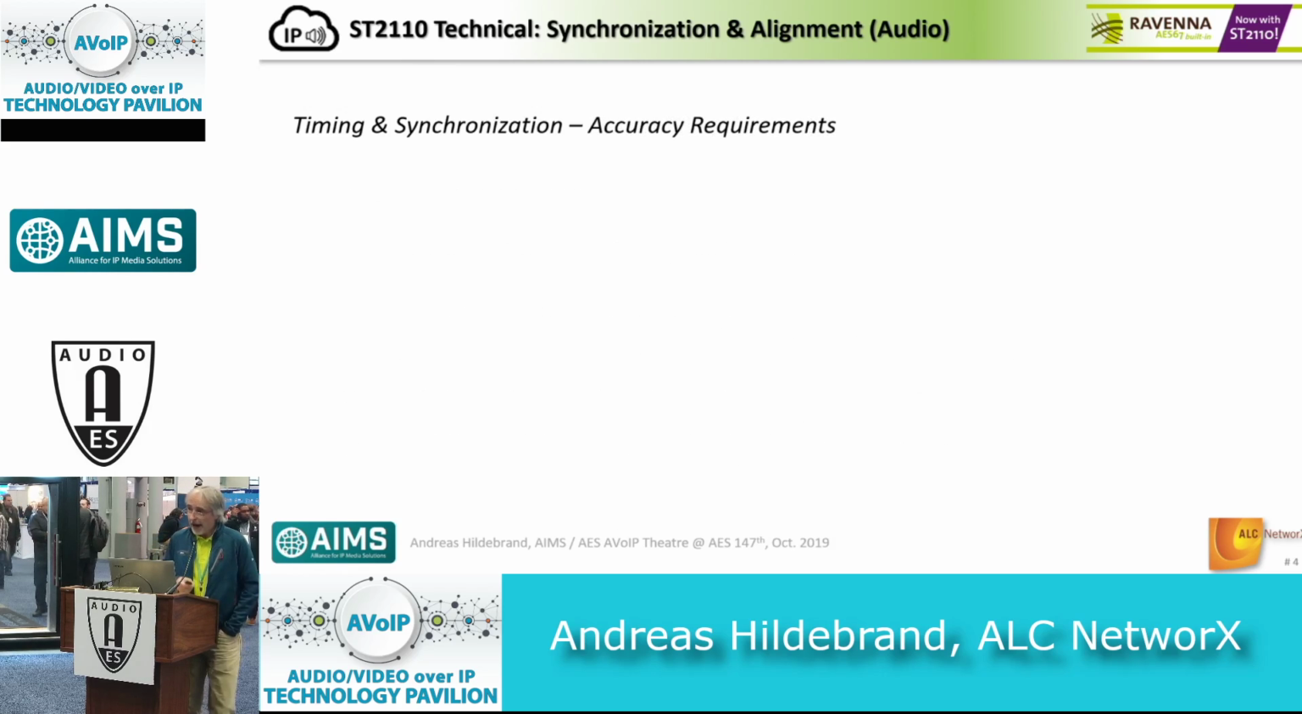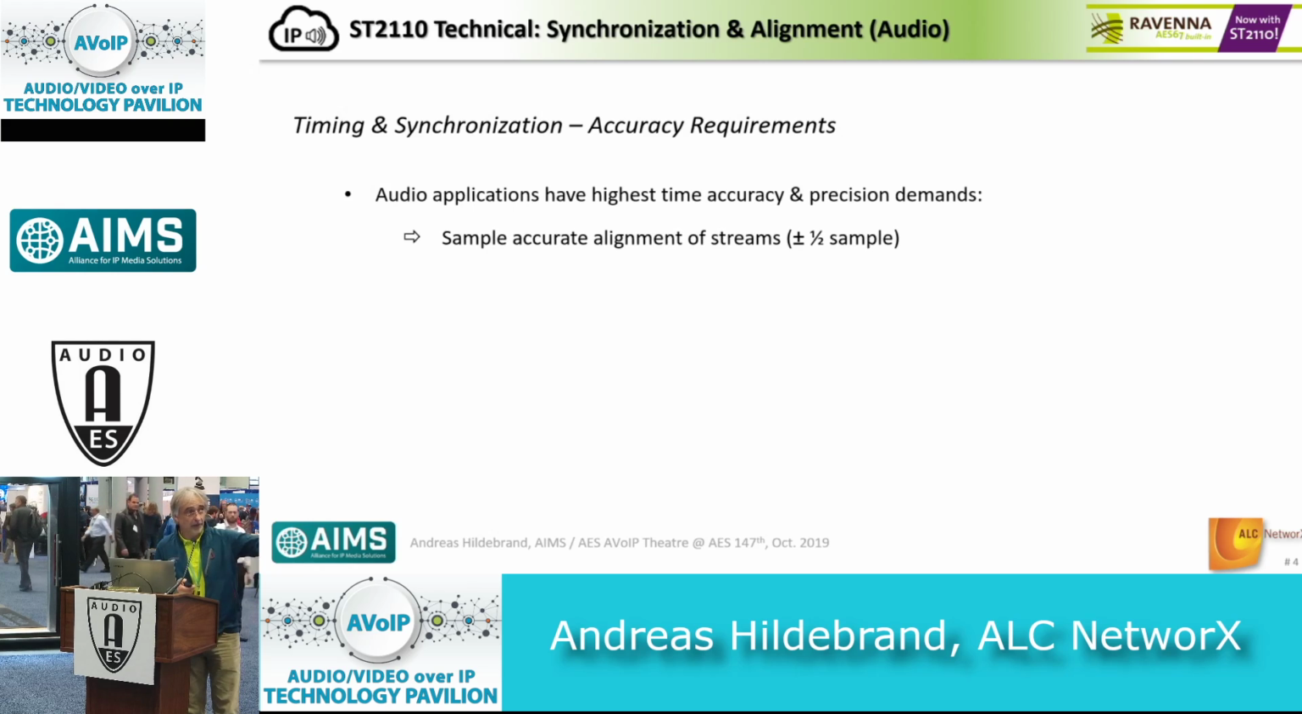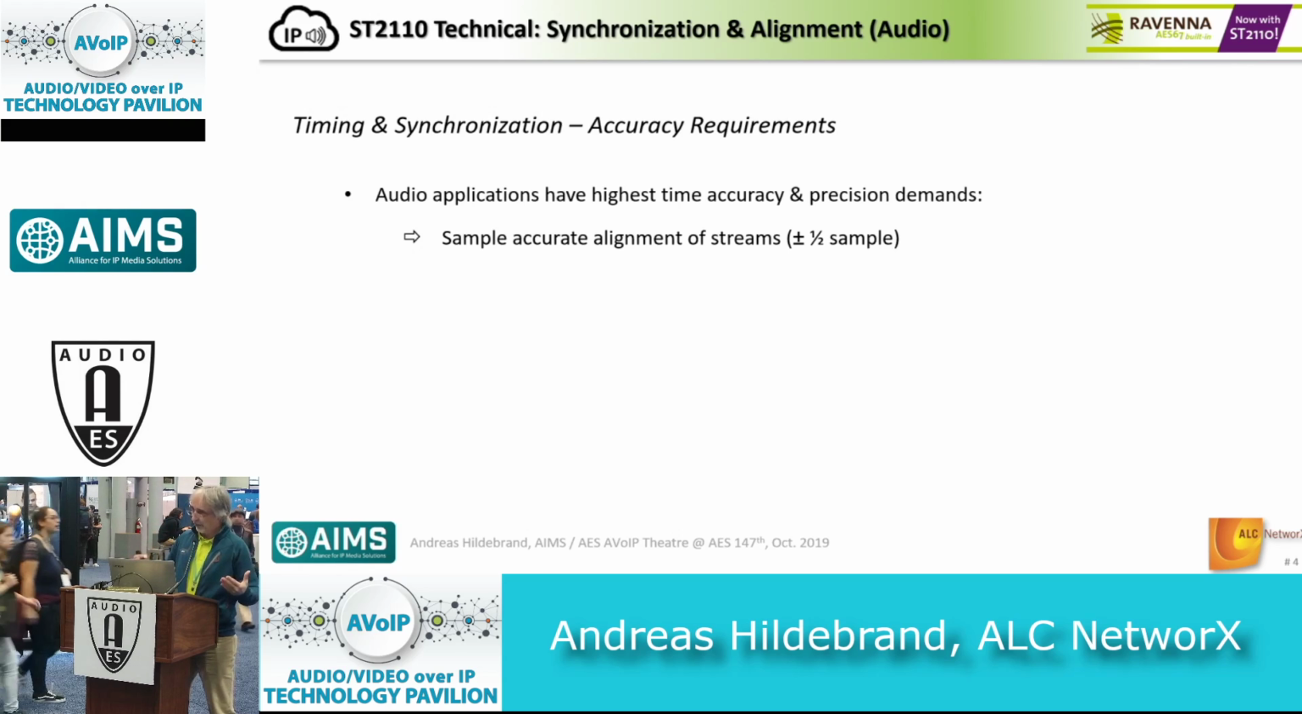All right, so with what accuracy would we have to distribute time? What is the accuracy requirement we need to achieve? Let's look at the audio application, which typically has the highest accuracy requirements of all media applications. We definitely want to be able to sample-accurately align streams, so the left and the right speaker play out the very same sample with respect to time.